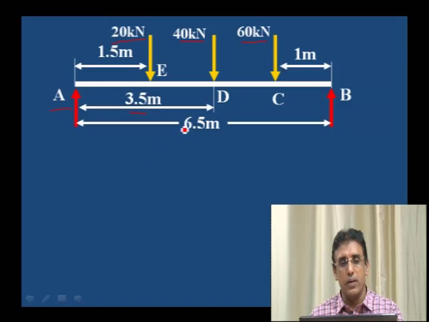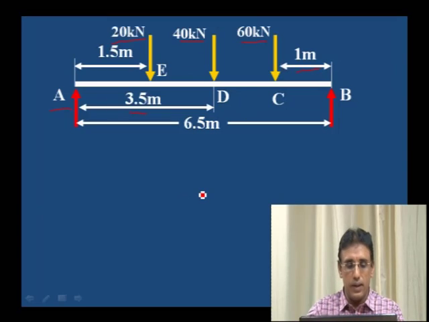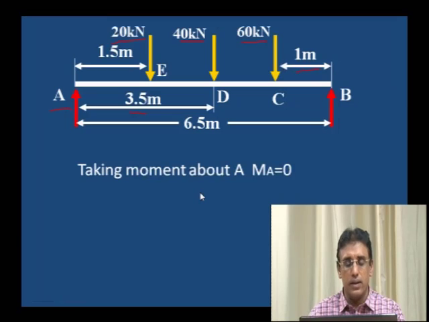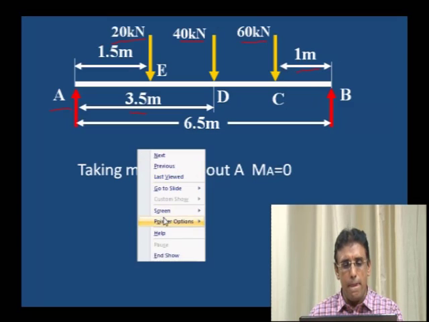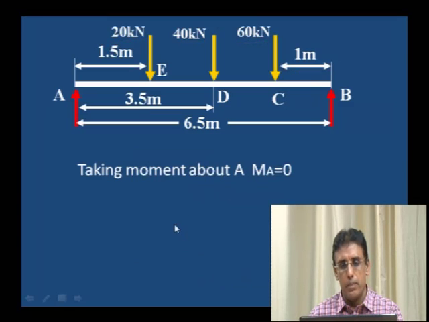It is not symmetrical loading, you can observe, because this load is not acting at the center, and this is also not exactly 1 meter what is given on the right side. Therefore it is not symmetrically loaded. That is why we have to calculate the reactions RA and RB by taking the moment. Taking moment about A, sigma MA is equal to 0.